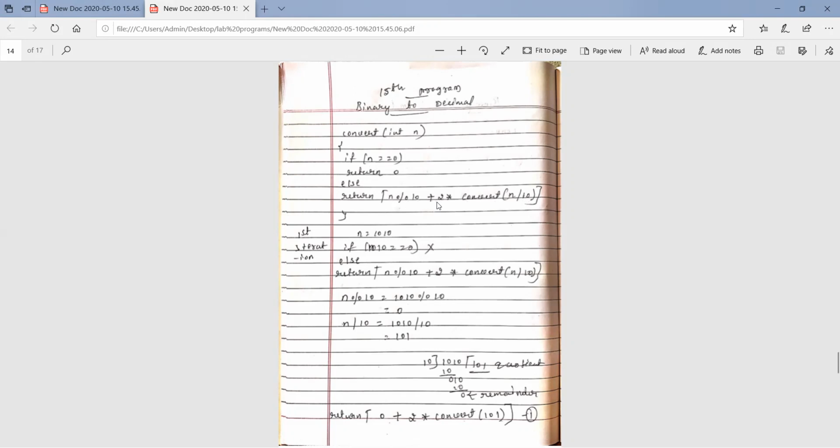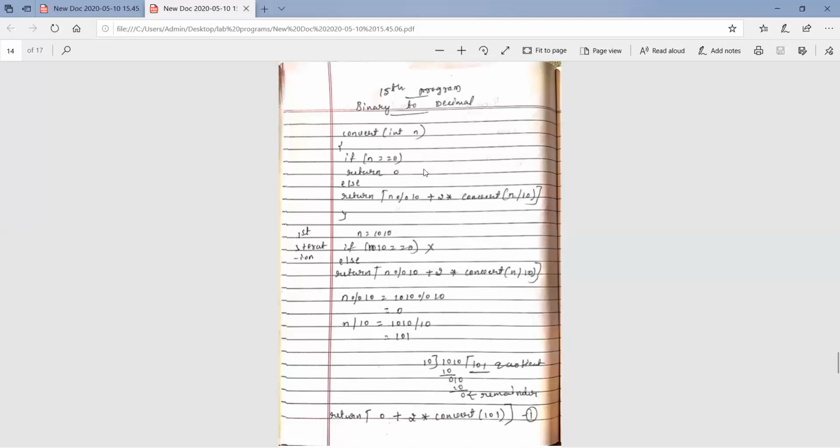Why are we doing 2 here? Because we are converting the given binary number to the decimal number. The base of the binary number is 2, that's why we multiply that value with 2. Next, let's see how these statements are executed inside the convert function. One more thing: inside the convert function we are calling the same function one more time, that is, the convert function calls itself, which means this is an example of a recursive function. A recursive function is a function that calls itself. The convert function calls itself repeatedly, therefore this is an example of a recursive function.